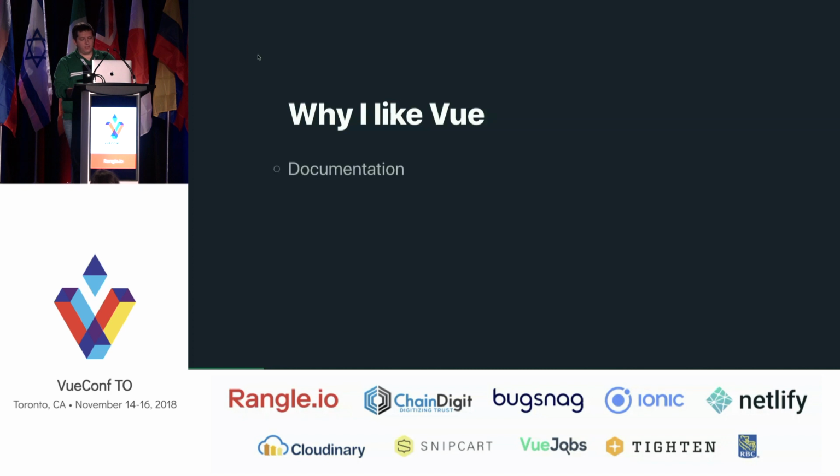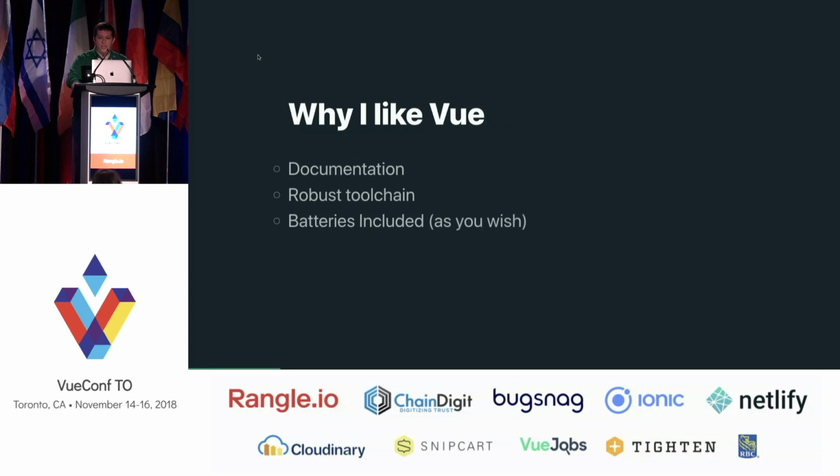What I like about Vue, number one, documentation. It's the gold standard, in my opinion, for open source projects. Great explanations, excellent examples. It's got a robust tool chain. With CLI v3, with the new scaffolding and the plugin architecture, it's amazing. Batteries included, as you wish.